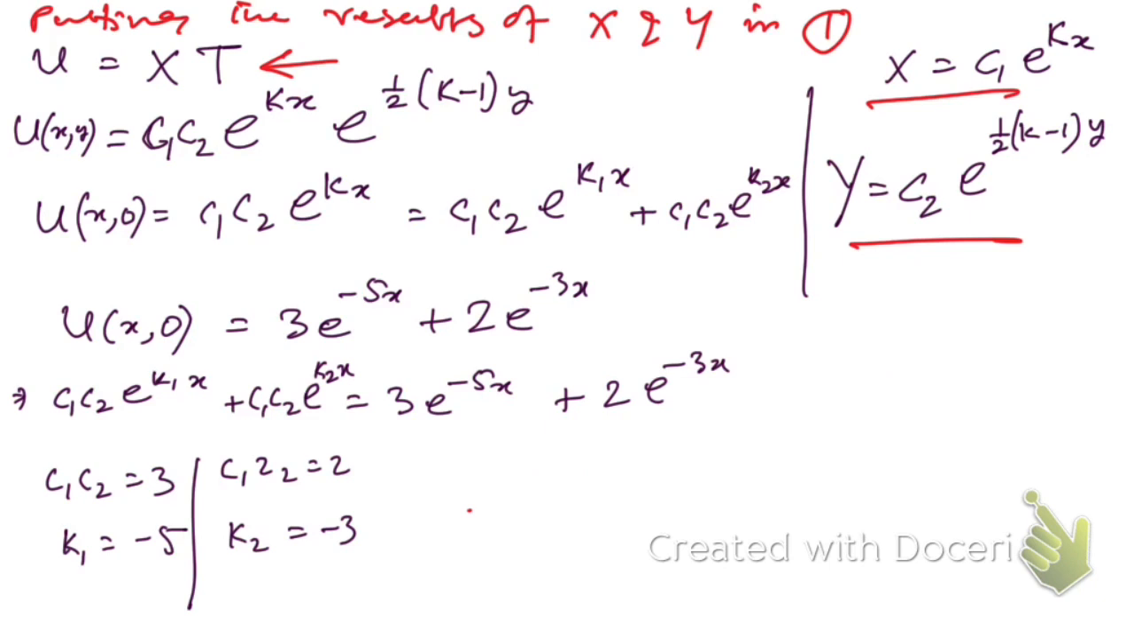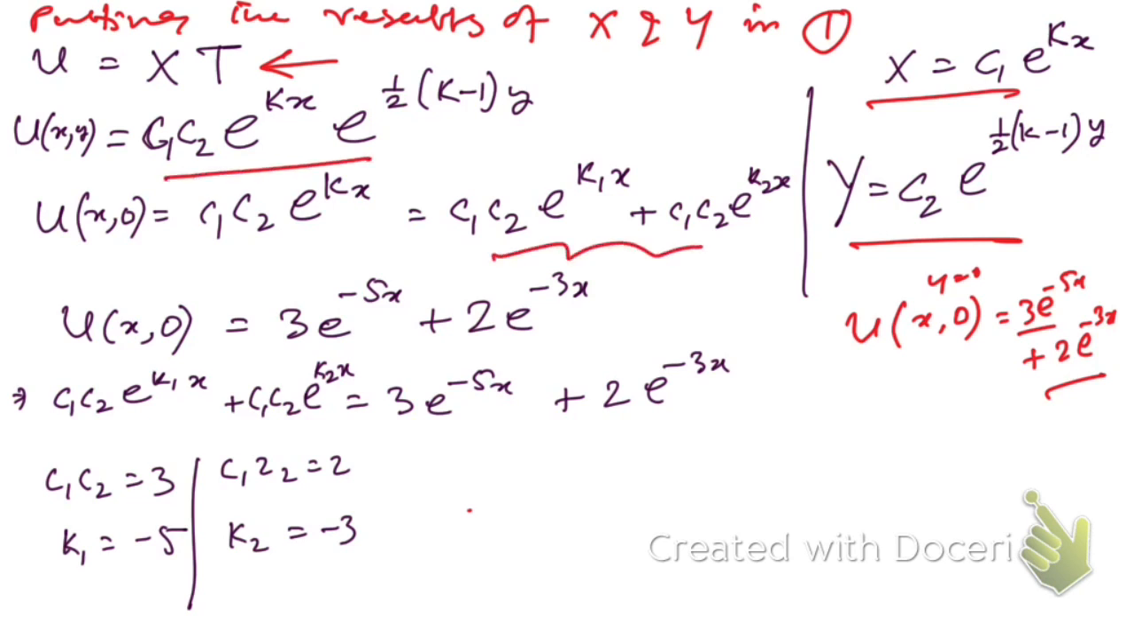And one more condition is given, u of x comma 0. That means y is equal to 0. When y is equal to 0, it is equal to 3 e to the power minus 5x plus 2 e to the power minus 3x. As there are two terms, I have taken this solution as a sum of two terms. In one we have taken k1 and in the other we have taken k2, right? So at y is equal to 0, this part is going to be 0, e to the power 0 is 1, so that's why we're gonna get this answer. And we have expressed this one as a sum of these two.